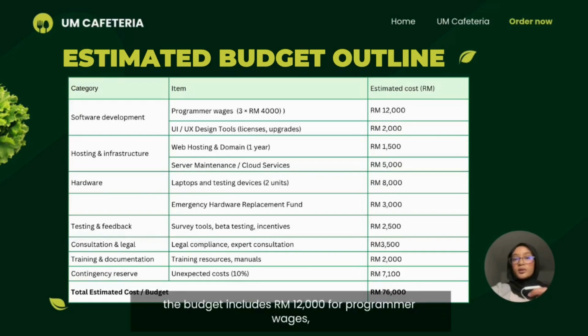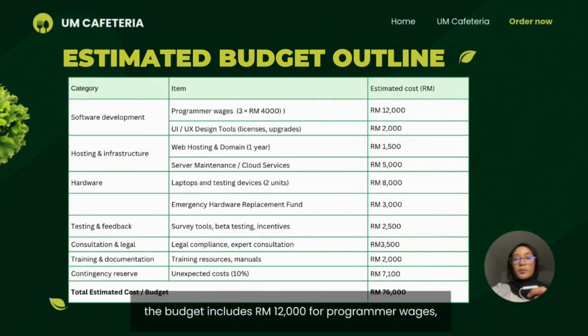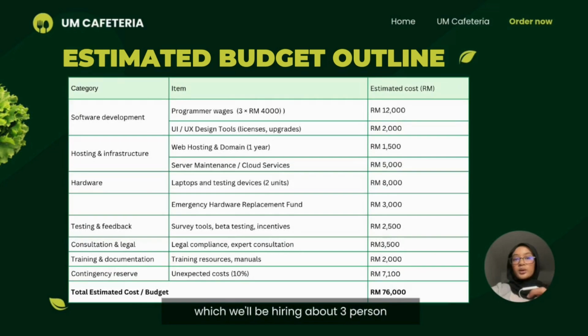The budget includes 12,000 ringgit for programmer wages, which will be hiring about 3 persons, and each will be paid 4,000 ringgit, and then 2,000 ringgit for user interface design tools, and then 1.5 thousand ringgit for hosting and domain service, and then 5,000 ringgit will be allocated for the server maintenance.